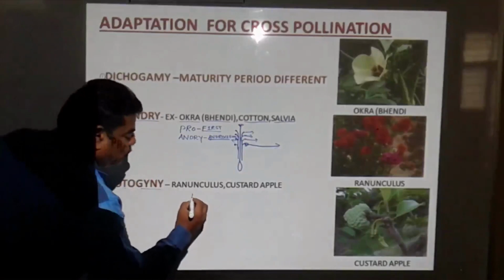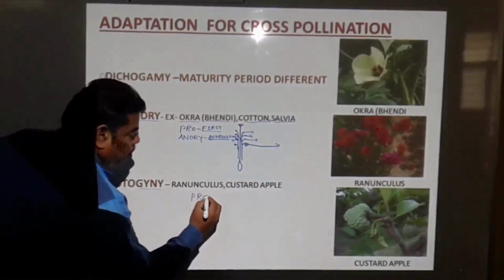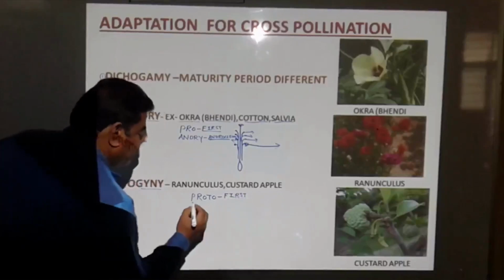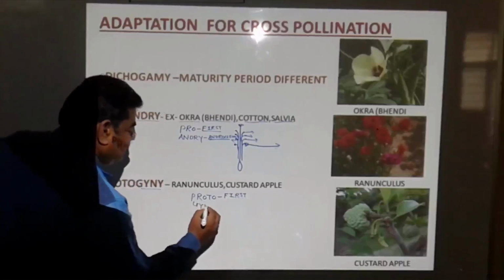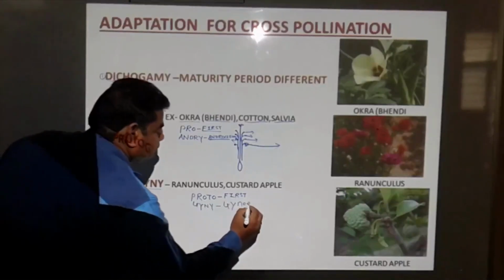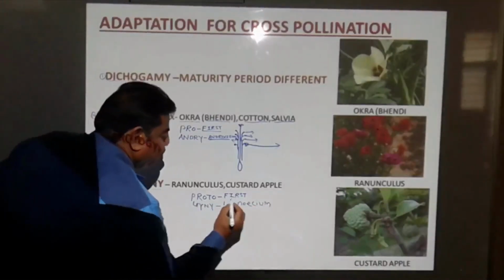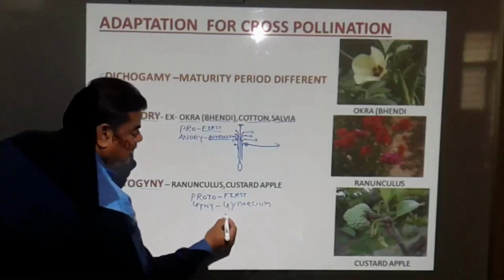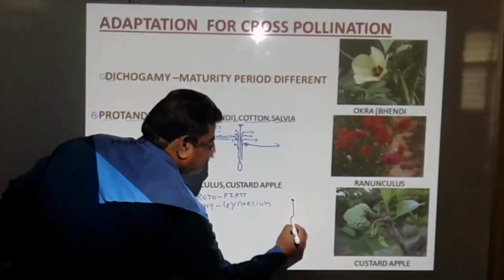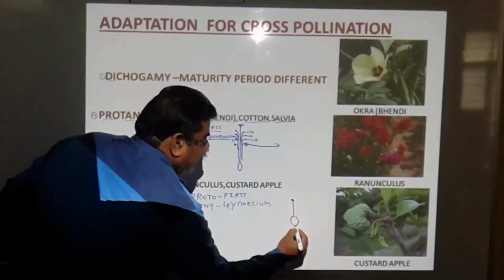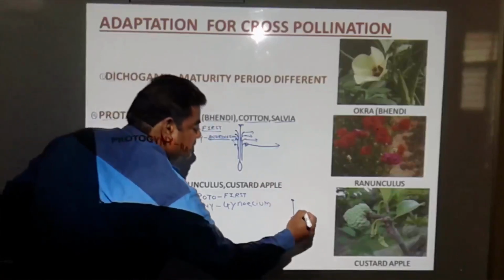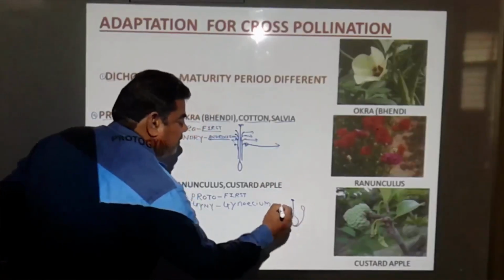protogyny. Here proto means first, and gyne means gynoecium. Means first the gynoecium matures and then the androecium matures. First the gynoecium gets mature here. This gynoecium gets mature first, and after this, in the next week, the androecium gets mature.